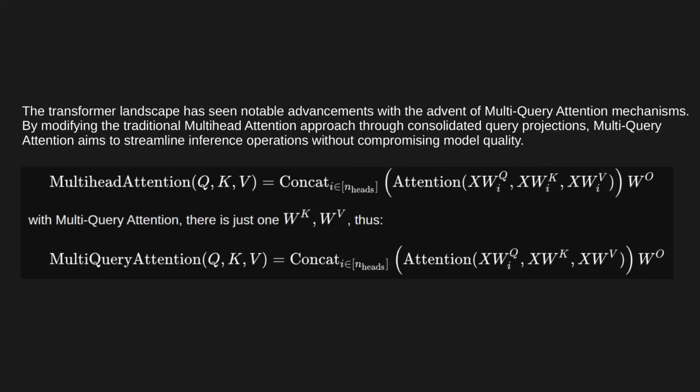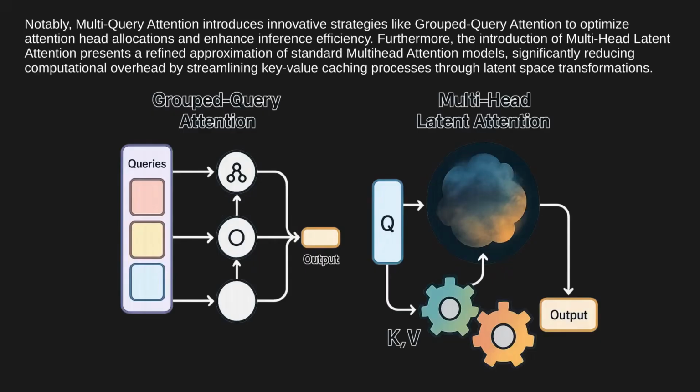The transformer landscape has seen notable advancements with the advent of multi-query attention mechanisms. By modifying the traditional multi-head attention approach through consolidated query projections, multi-query attention aims to streamline inference operations without compromising model quality. Notably, multi-query attention introduces strategies like grouped query attention to optimize attention head allocations and enhance inference efficiency. Furthermore, the introduction of multi-head latent attention presents a refined approximation of standard multi-head attention models, significantly reducing computational overhead by streamlining key-value caching processes through latent space transformations.